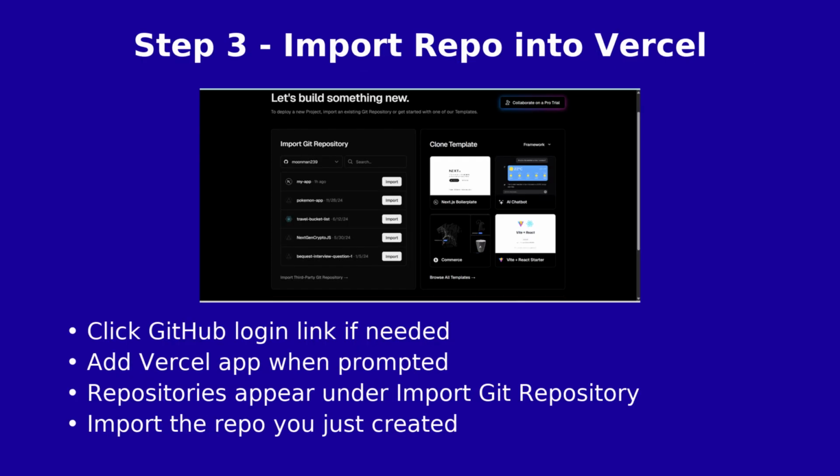Step 3. Import the repo into Vercel. If you haven't already, click the GitHub login link under Import Git Repository to sign in. When prompted, add the Vercel app so it can access your repositories. Once connected, you'll see your repos listed here. Find the one you just created and click Import.